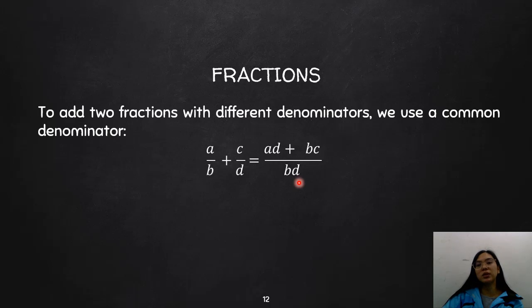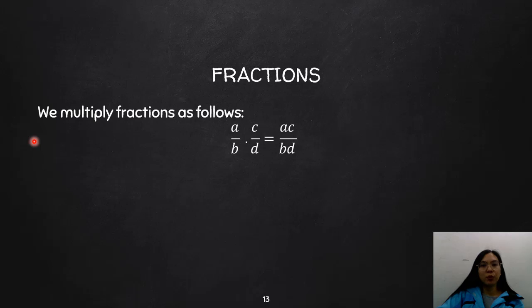Anyway, these are just review, di ba? Alam nyo naman na itong mga to. You actually took this already when you were in high school. If we would like to multiply fractions, we simply multiply as follows. So a over b times c over d will give you a times c divided by b times d.